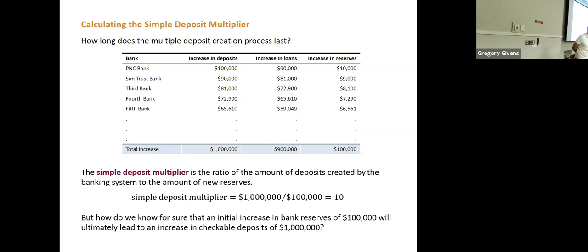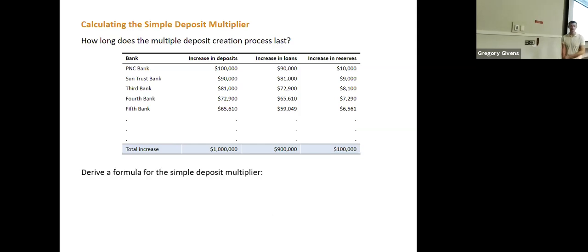And in doing that proof, we will derive the actual formula for the simple deposit multiplier that you can apply to any problem. Okay? I promise you, the proof is not really that difficult. It just requires you to remember a couple of lines of algebra. And once we go through it, you can just apply the formula, and it's pretty straightforward.